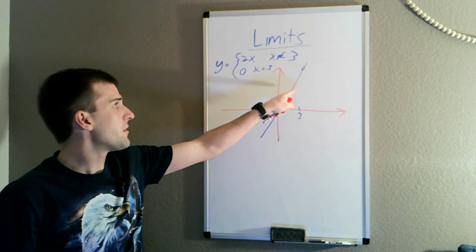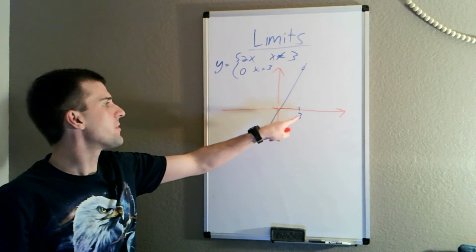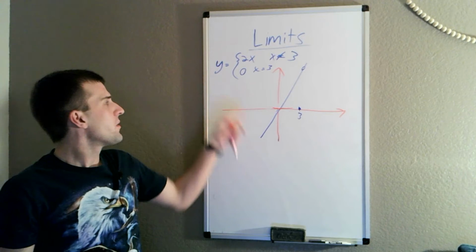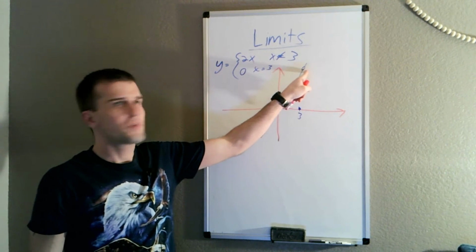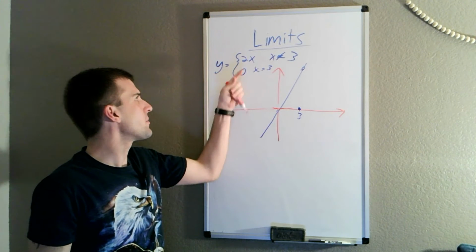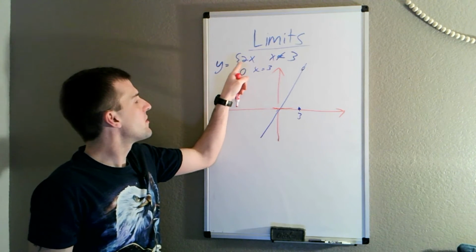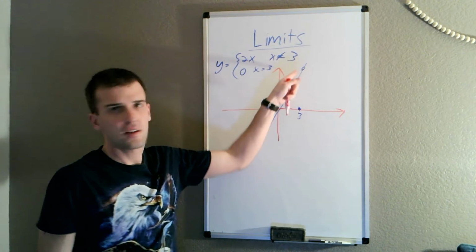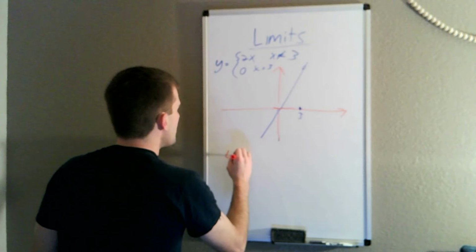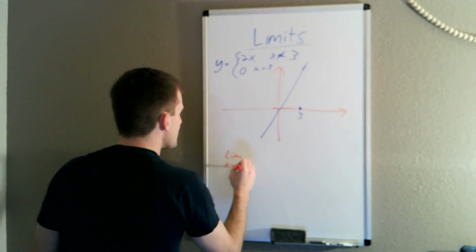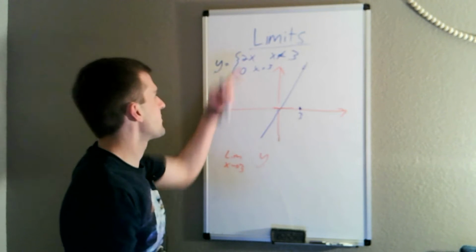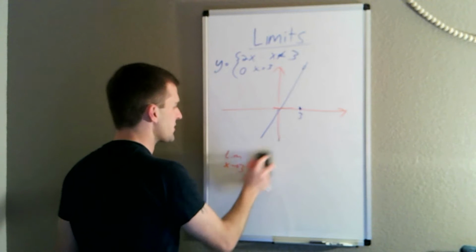Now let's say I want to find the limit of this function. Oh, I guess I should put a dot here. The limit of this function as x approaches 3. It's defined everywhere, but it's not defined on the line 2x at x equals 3. So let's find the limit. The limit as x approaches 3 of y, which is really 2x in this case.